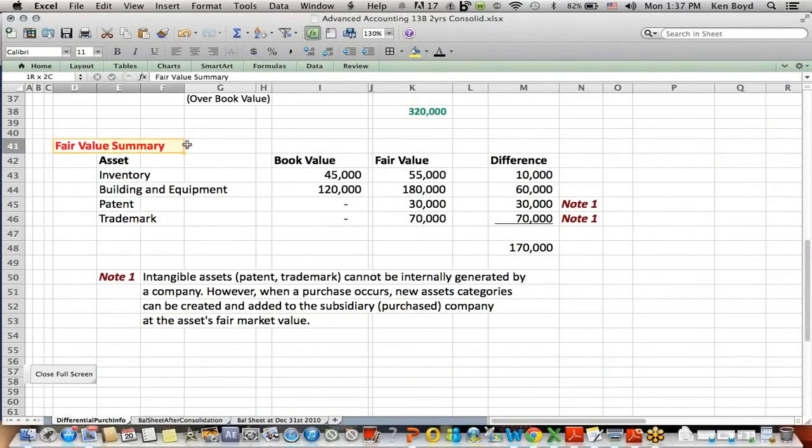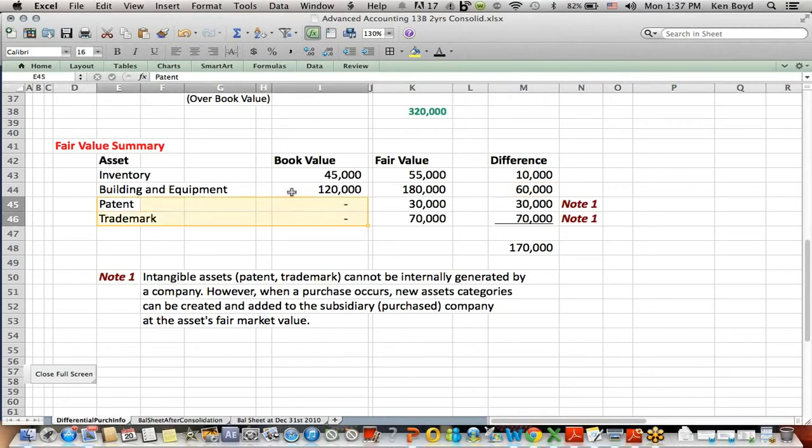So down here at the bottom, I have a fair value summary where we have specific assets. We're given book values and fair values, and we can calculate a difference. So for example, inventory book value $45,000 in green, fair value $55,000 in blue. There's a difference of $10,000.